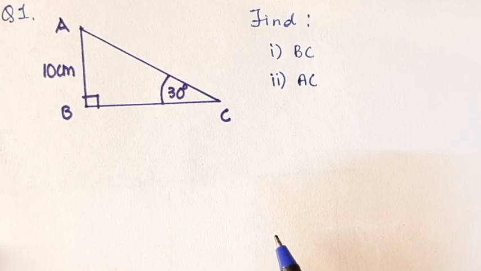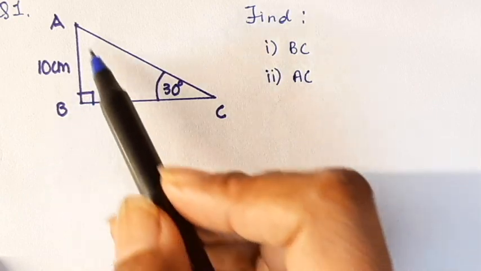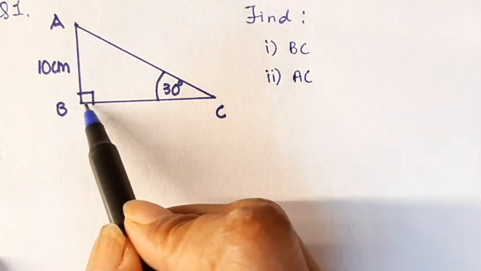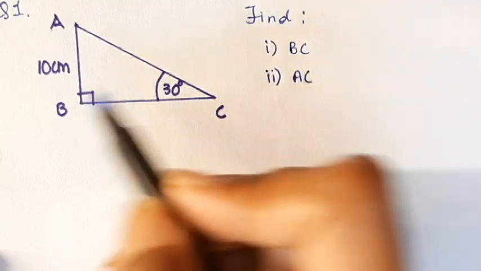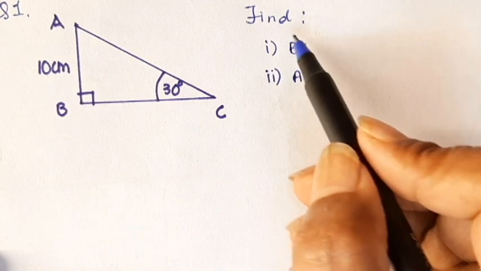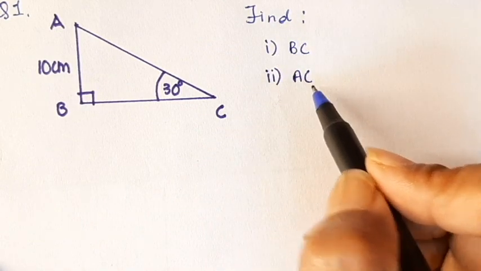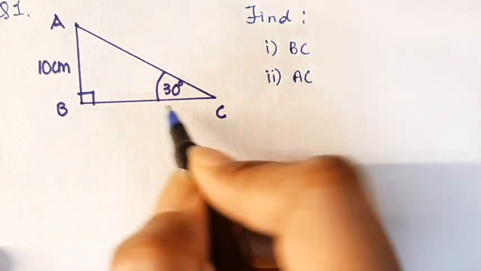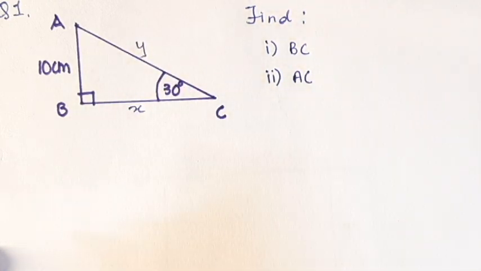Now let us look at some of the examples. Let us take the first example. We have a right triangle. Angle B is 90 degrees, angle C is 30 degrees, and side AB has been given as 10 centimeter. And we are asked to find number 1 BC and number 2 AC. So BC I'll call as X, AC I'll call as Y.